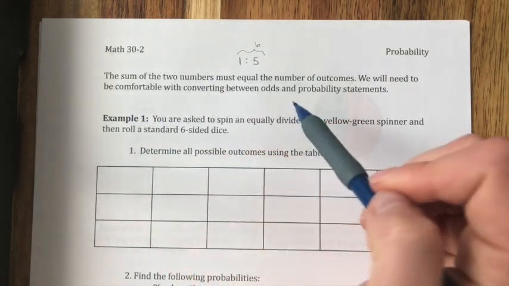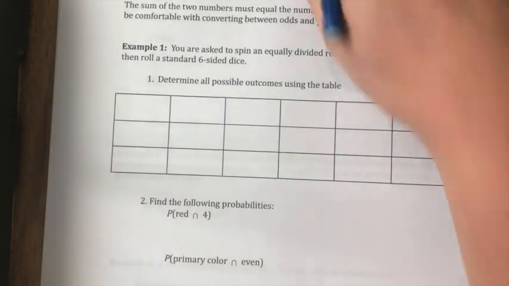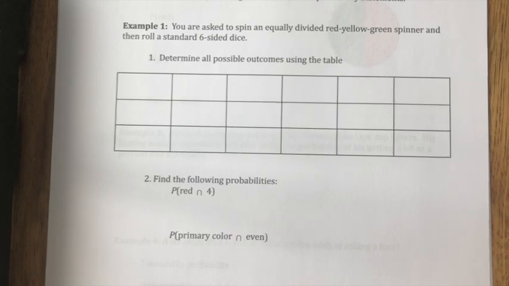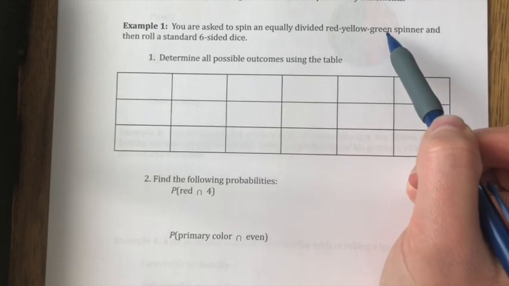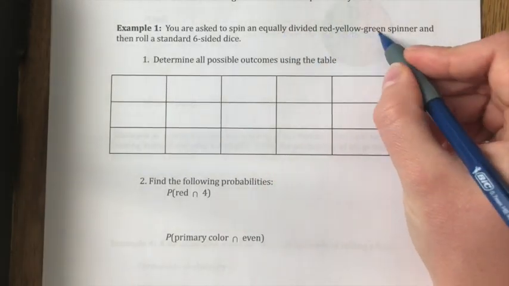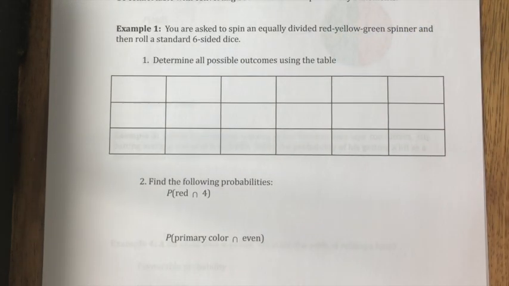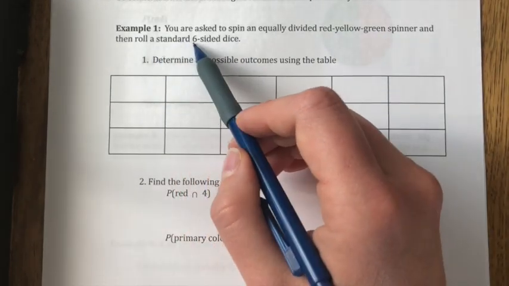We're going to need to be comfortable with converting between odds and probability statements, and we'll practice that a bunch. So we're going to go through a ton of examples to hopefully get you guys familiar with this. So example 1, you're asked to spin an equally divided red, yellow, green spinner. Okay, so equally divided is important because that means you've got a third of a chance for each. If it's not equally divided, and we'll look at that at the next example, then things have to change a little bit. Okay, so we're doing that equally divided red, yellow, green spinner, and then roll a standard 6-sided die.